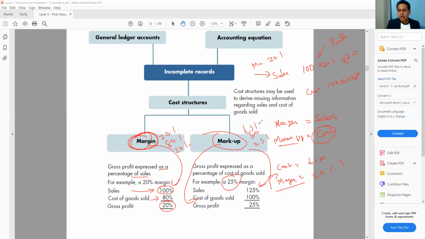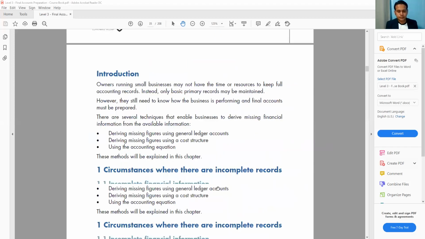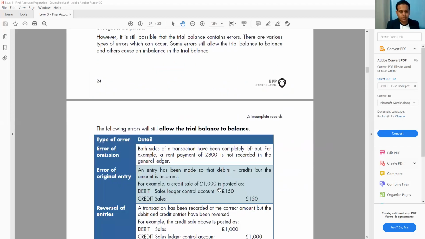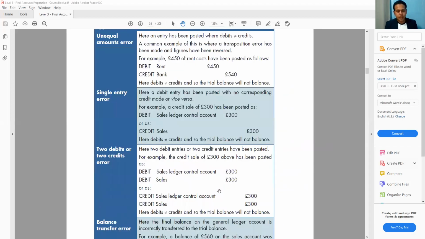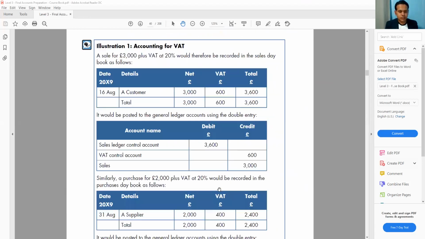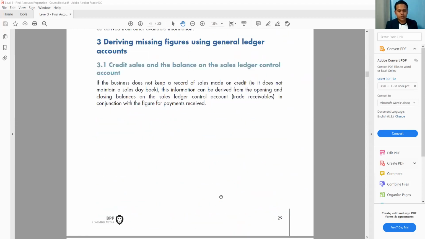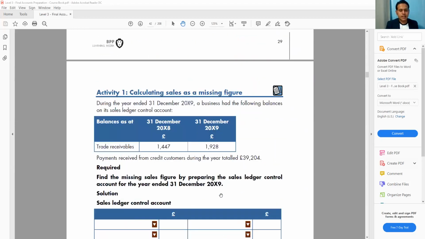The other thing we have here is the accounting equation. I'm sure all of you know that. That is our asset minus liability equals capital. This is a very old topic. We already know it, so it should be fine. So let's have a look at what we have here. On the incomplete records, all you need to do is find the difference. There is a lot of explanation you can read yourself, but all you need to do on incomplete records is identify what is incomplete.